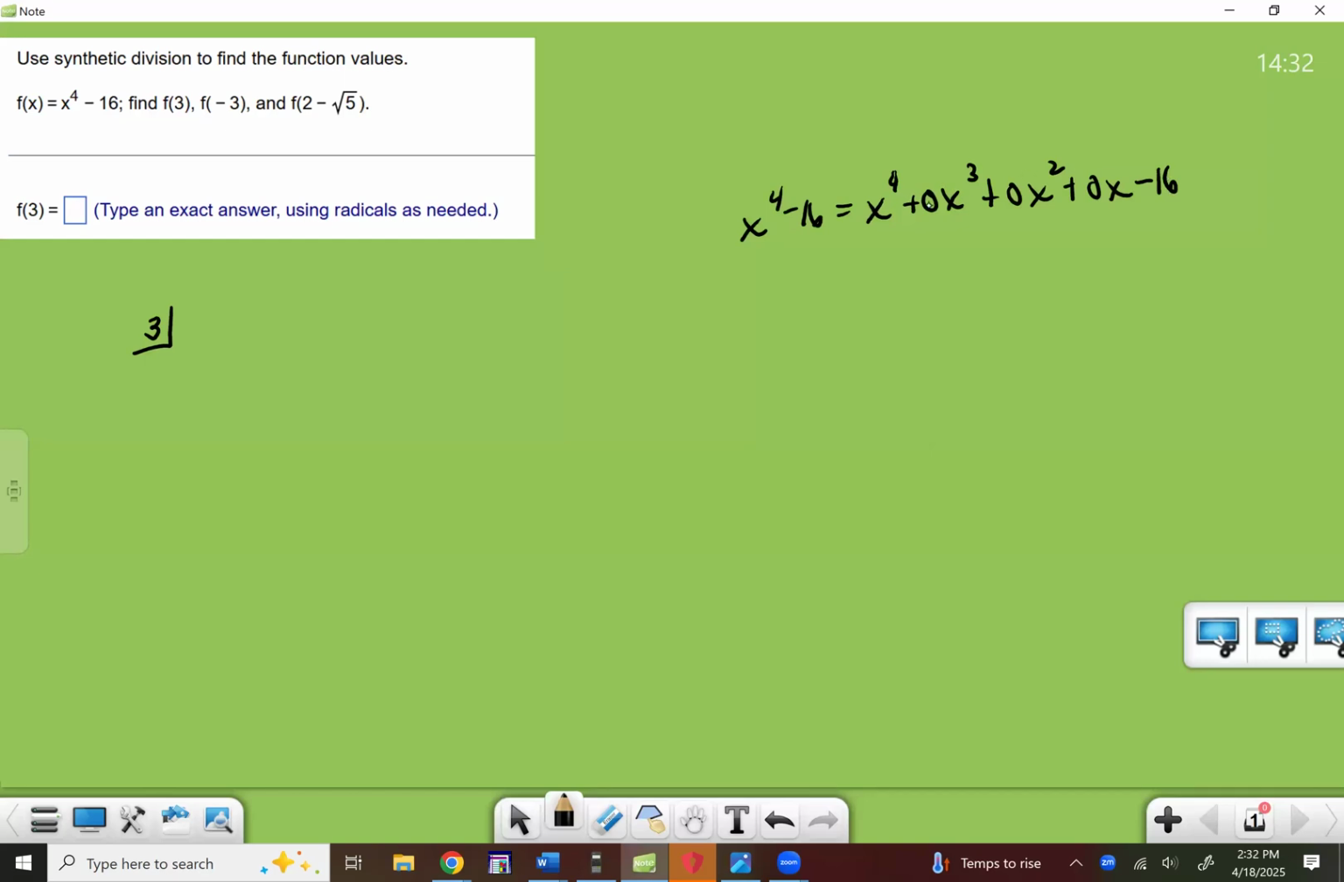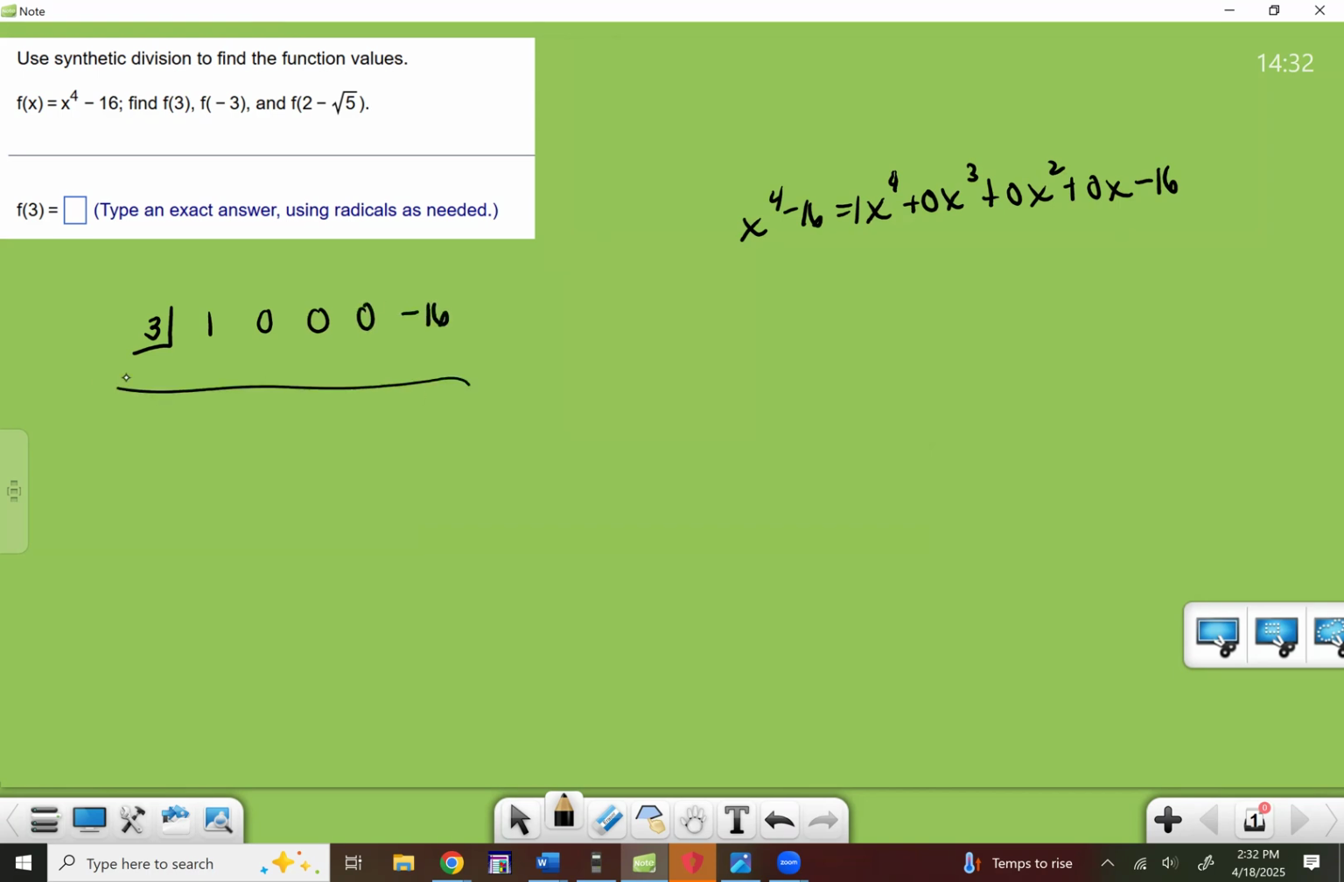So in other words, all of these missing terms, right? The cubic, the quadratic, and the linear, the x to the third, the x squared, and x to the first, we need to insert zeros in front of those. So that way, when we write down all of our coefficients, we'll have 1, 0, 0, 0, negative 16.